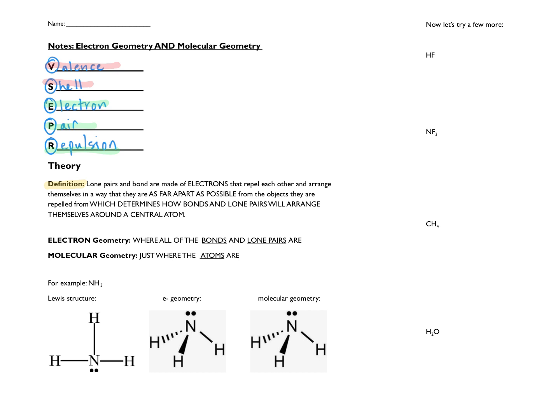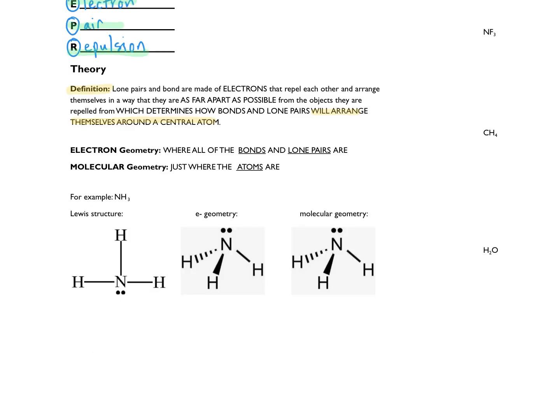And what that does, though, is it determines how the bonds and lone pairs will arrange themselves around a central atom. Remember, we started figuring out which atom is central and attaching all the things to it. And now we're going to figure out what the three-dimensional shape of that object is in the end. There are two three-dimensional shapes that we're concerned with. One is the electron geometry, and that's where all the bonds and the lone pairs are. And then the other one is the molecular geometry, and that's just talking about where the atoms are.